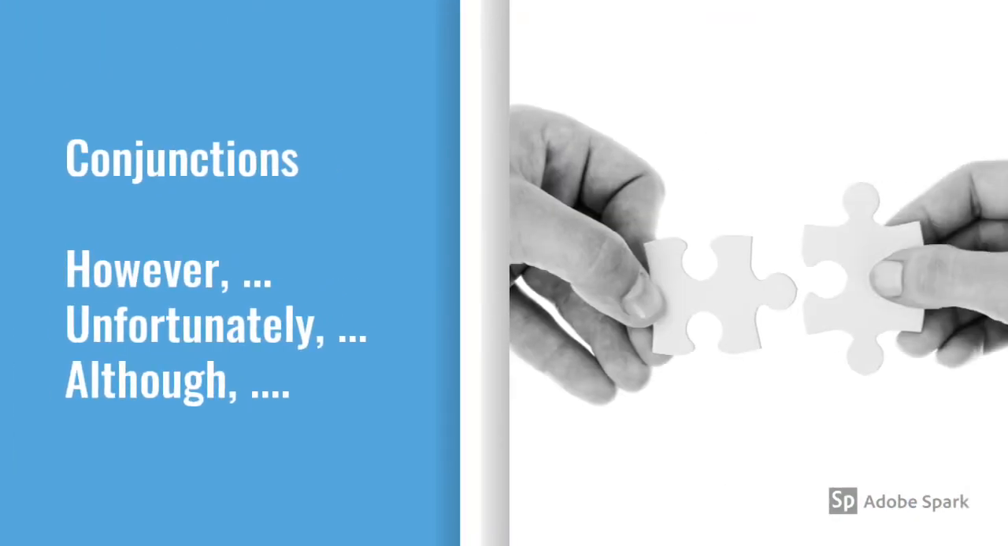Another option for building cohesion in your writing is to think about the conjunctions that you're using to link sentences together. Try to use a range of different conjunctions, words like however, unfortunately, or although.